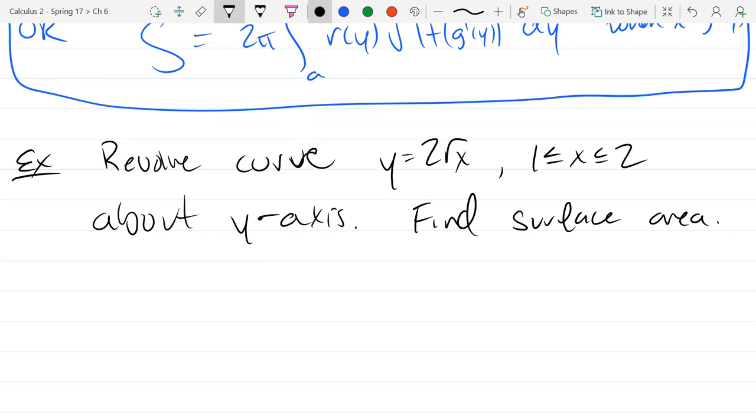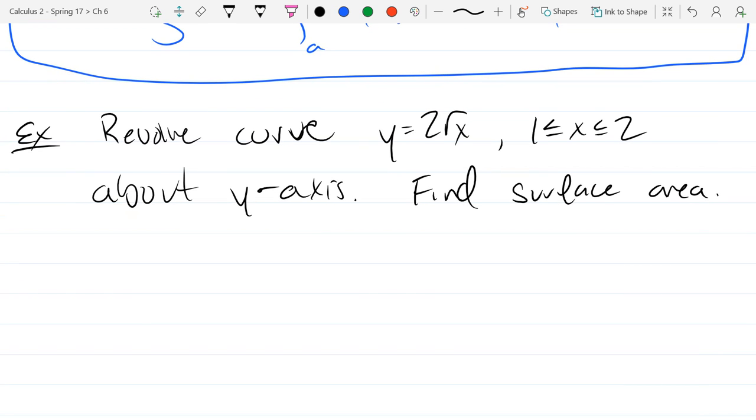So what was the first step we did when we revolved our regions? Well, we had to graph them first. So let's graph our curve and figure out we're going from x equals 1 to x equals 2. So graph your curve out, and then try your best to draw your revolved surface.